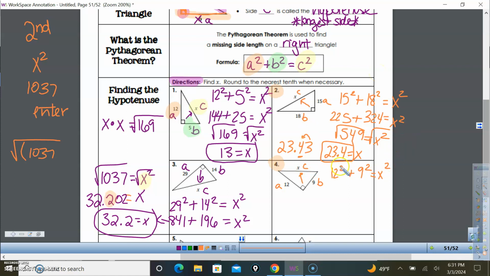We follow those order of operations and take care of those exponents. 12 squared is 144 plus 9 squared is 81 equals X squared. We can then go ahead and add 144 plus 81, and that gives us 225 equals X squared. So we're looking for what number times itself is 225. So we're going to go ahead and square root 225. And we get 15 is equal to X. So no rounding necessary.